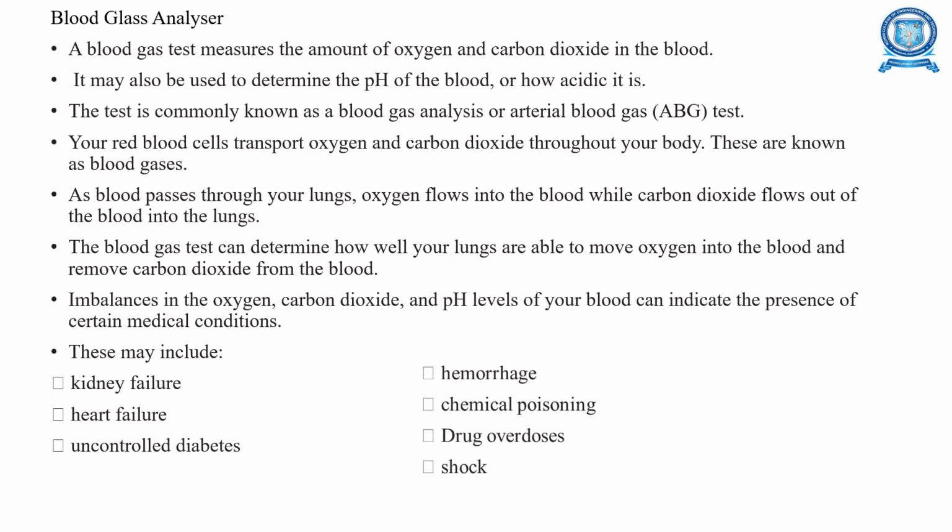Next is the blood gas analyzer. A blood gas test measures the amount of oxygen and carbon dioxide in the blood. This test is commonly known as the blood gas analyzer test. As blood passes through your lungs, the oxygen flows into the blood while carbon dioxide flows out of the blood into the lungs. Imbalances in oxygen, carbon dioxide and pH values of your blood can indicate the presence of certain medical conditions. These may include kidney failure, heart failure, uncontrolled diabetes, hemorrhage, chemical poisoning, drug overdoses and shock.